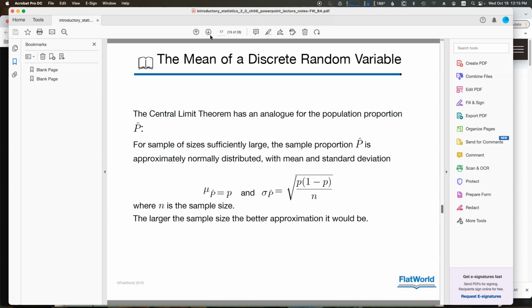Now, what we'll find is that we can apply things to the population as well. The proportion p hat is going to be normally distributed when the sample size is large enough. As long as the sample size is large enough, the mean of the proportion will be pretty darn close to the population mean, and the standard deviation of the proportion will also be pretty darn close to the standard deviation of the population as a whole.